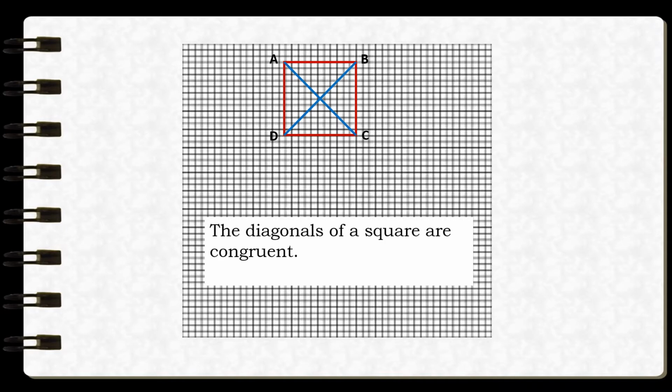Next, on a graphing paper, again, draw a square. Then name your square as ABCD. Then draw diagonal AC and BD. Now my question is, are their lengths equal? Well, the diagonals of a square are actually congruent. So meaning to say, segment AC is congruent to segment BD.